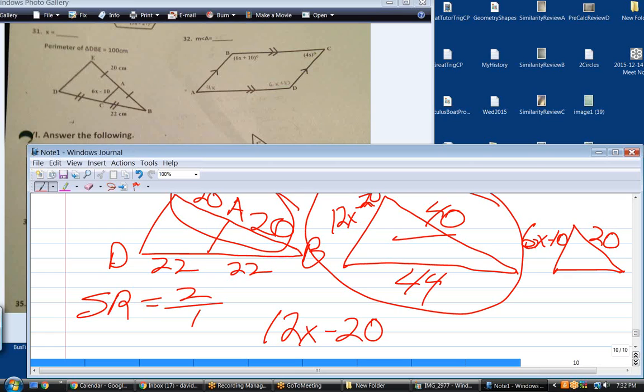Bye-bye. So what's my equation? 12x minus 20 plus 40 and then plus 44 equals 100? That's it. Now you just have to solve for x. Seems simple enough.